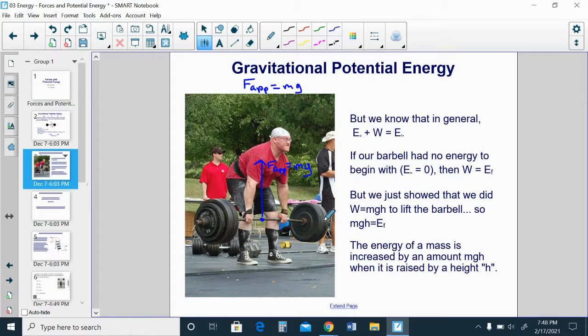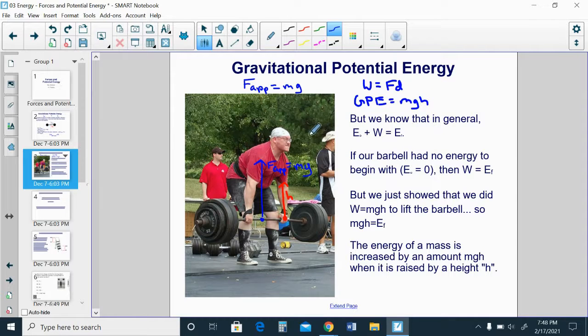Now we also know that he is raising this barbell up a certain height. So our displacement in this case is height. Going back to the work equation, where work equals Fd, you could also say gravitational potential energy is similar because we're calling the force mg in this case. We're lifting something vertically upward. Displacement is h, so we have mgh.